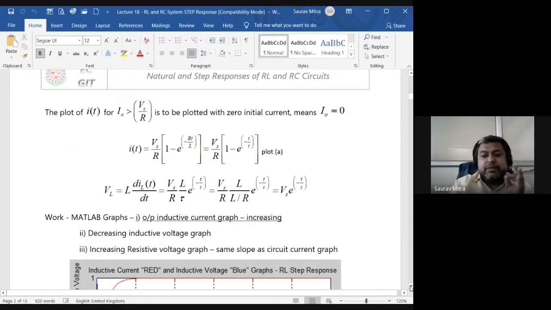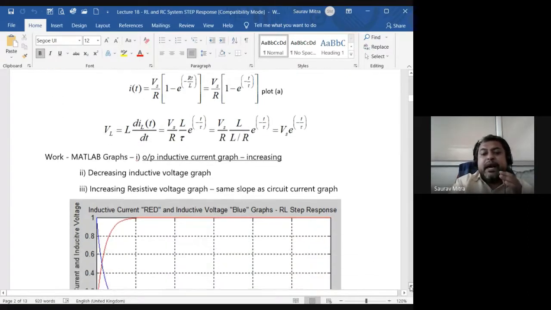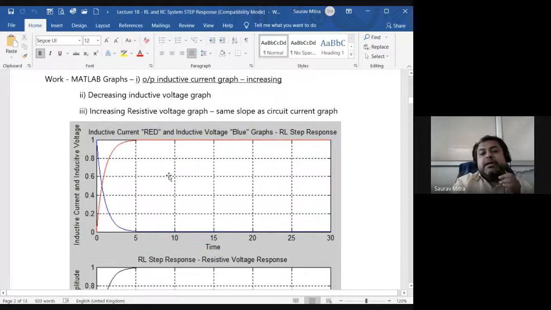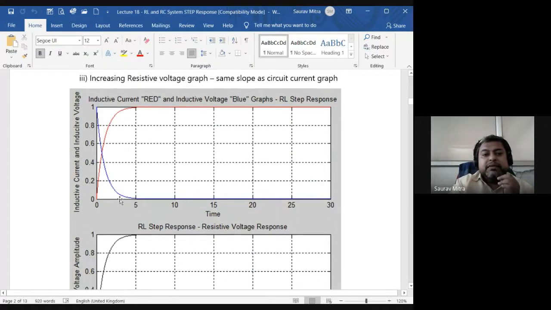So IT we have just seen: Vs by R plus I0 minus Vs by R into e raised to minus RT by L. How will it look? So now you can see here, all these graphs are generated by using MATLAB. Here you are finding that the red line is the inductive voltage, which is in the circuit. And the blue line is the graph for the RL step response. So you are finding the inductive current and inductive voltage.